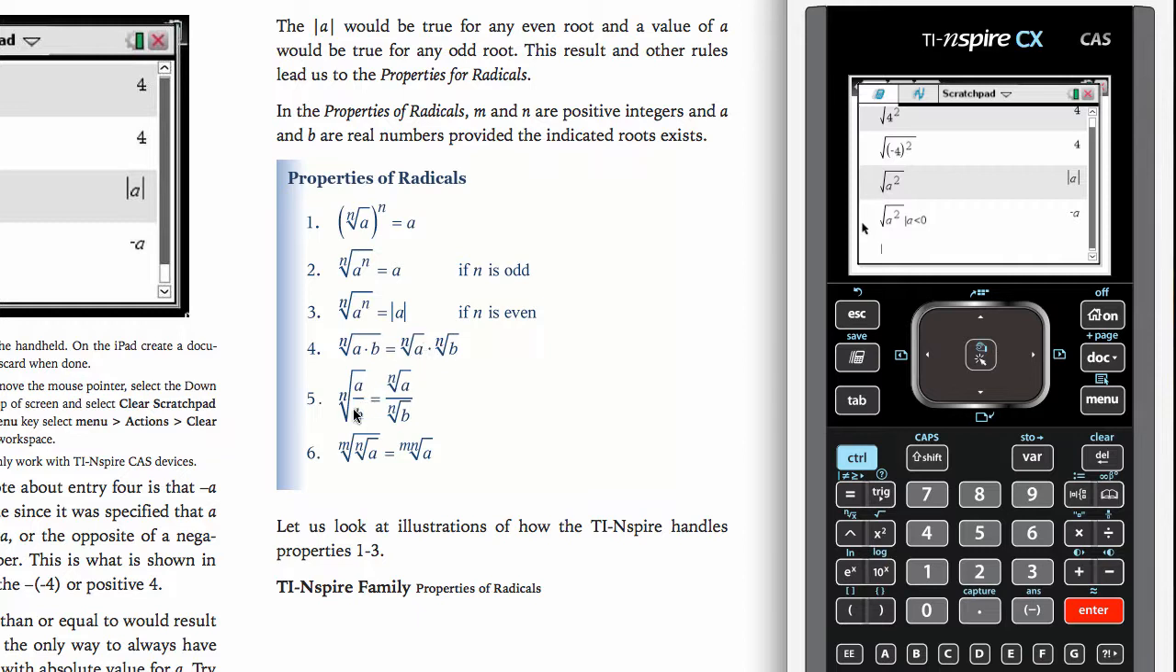The same thing with splitting things apart. If we have a fraction inside, we can split it apart into the numerator and denominator. And if we have a radical inside a radical, we can combine the two indexes here.